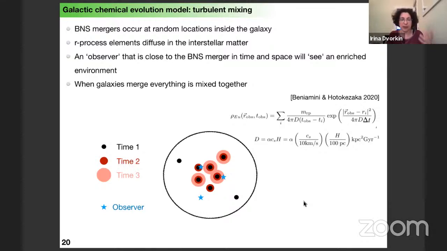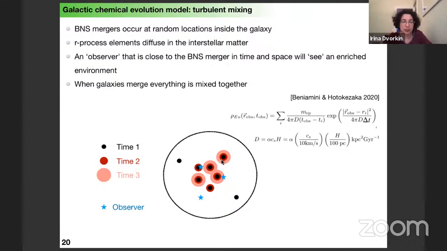So the random component is important. And then these r-process elements diffuse in interstellar matter. According to this, this is the solution to a diffusion equation. So the density of europium at any given point, at any given time, depends on the time since the closest event and the distance to this event.